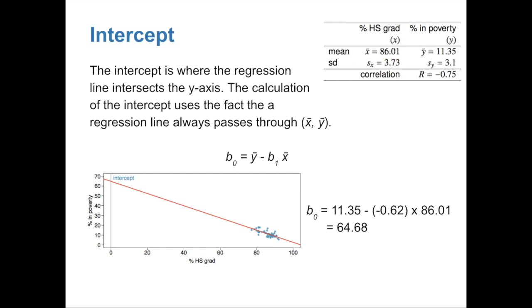64.68. And I see that that would be about right if I were to continue from my cluster on the bottom right and follow that line all the way to the y-intercept. We would see that it would cross approximately at 64.68.